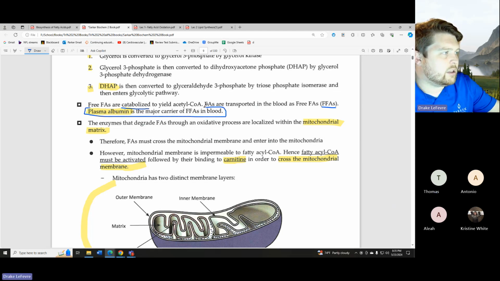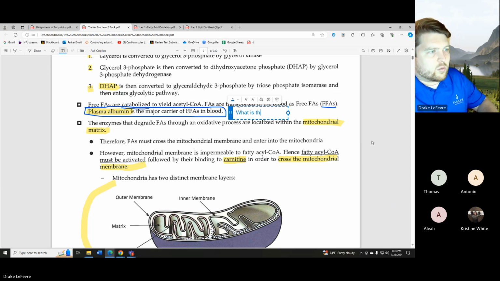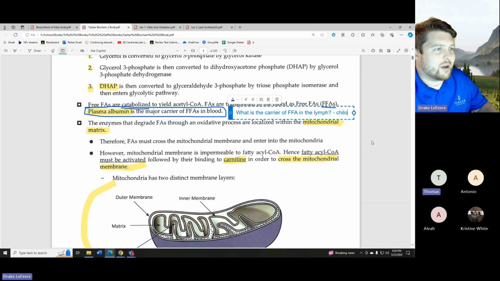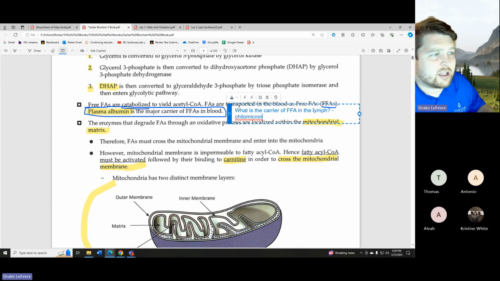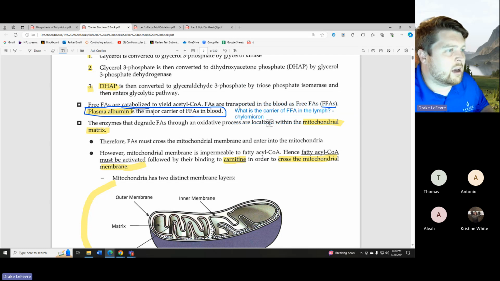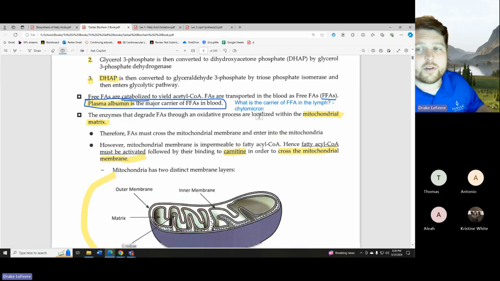That's another one I want you to remember. That's where he'll get you with questions where you'll have two different questions. He says, what is the carrier of free fatty acids in the lymph? And what's the name of that protein, the lipoprotein that does it in the lymph? Albumin. Oh, that's chylomicron. Yeah, the chylomicron. That's why you got to pay super close attention, because he'll have lymph and he'll have blood. So what's the difference between the chylomicrons and the plasma albumin. And that's for the free fatty acids.